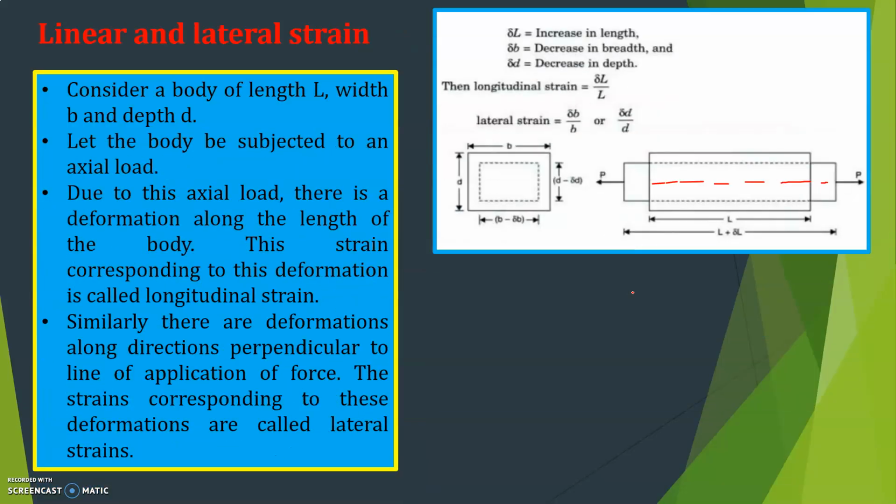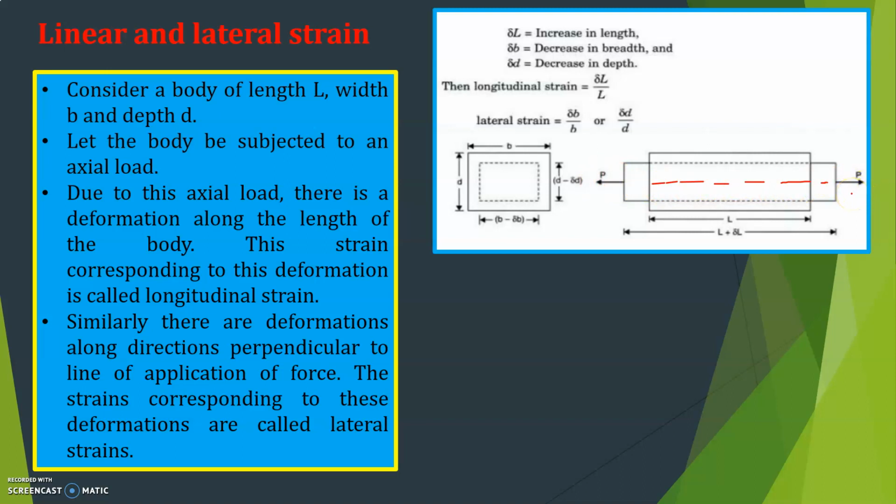So we will see here now. Let us consider a body of length L, width B and depth D. Let the body be subjected to an axial load P. This is the axial load which is acting along the line of the axis. This is the axis of the body. So this P is acting along the line of the axis.